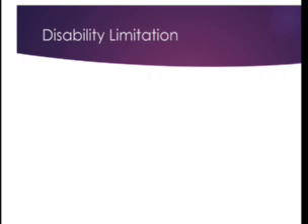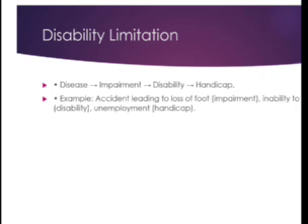Okay, the third one, after early diagnosis and treatment, is disability limitation. Disability limitation is a part of tertiary prevention. A disease can lead to impairment, and that impairment can cause disability, and that disability can lead to handicap. Now if I tell you like this, you will not be able to understand. That's why I'll put an example.